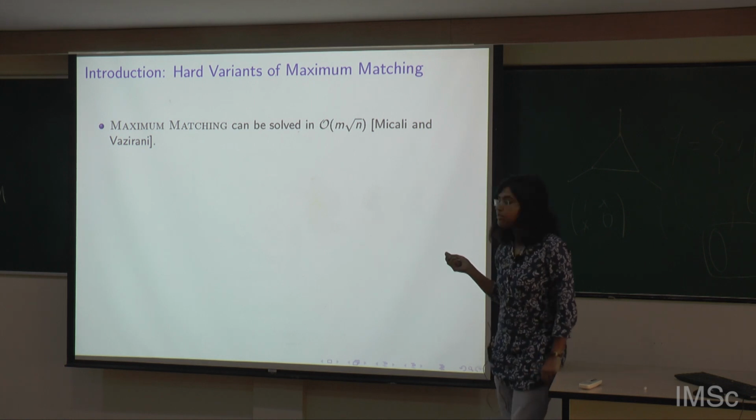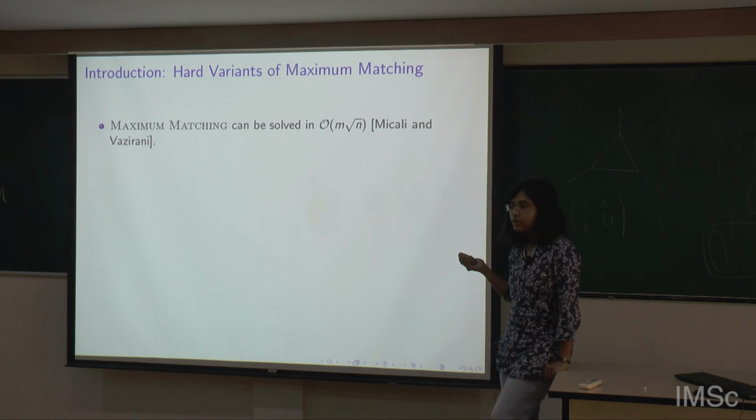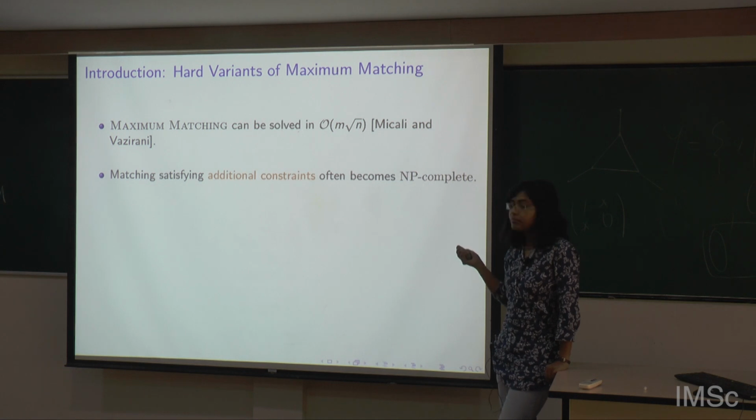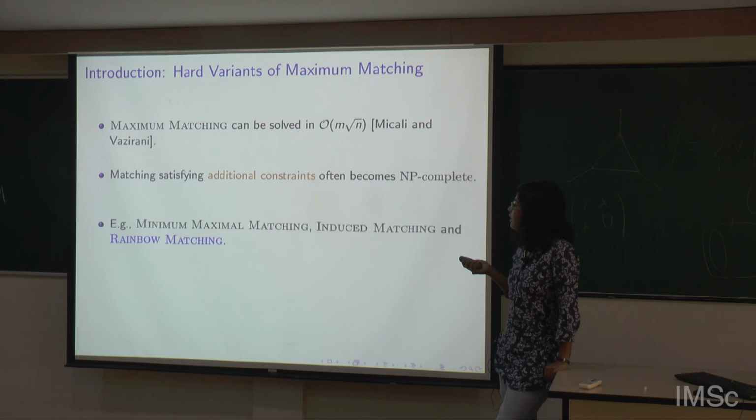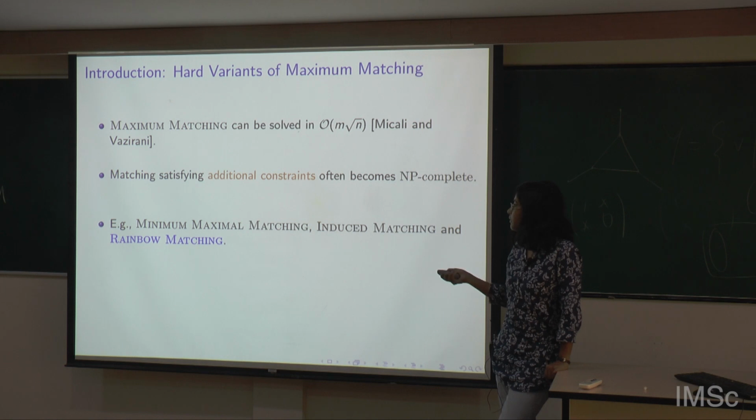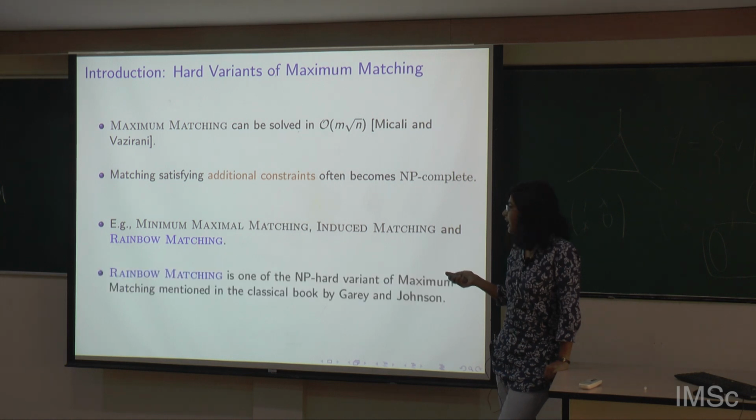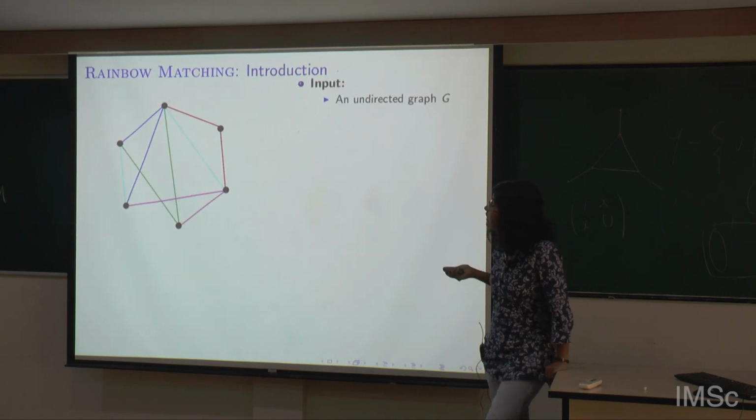As we all know, maximum matching can be solved in m root n time, but when we add some additional constraint to maximum matching or any kind of matching problem, it turns NP hard. In the morning we have seen many matching problems. A few examples of NP hard matching problems are maximum matching, minimum maximum matching, induced matching, and our problem, rainbow matching, which we'll be talking about today. This is a very classical problem, mentioned in the classical Garey and Johnson's book. So let's see what the problem is.